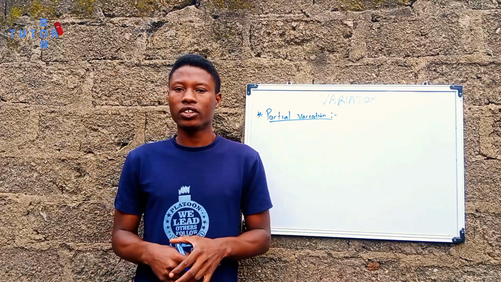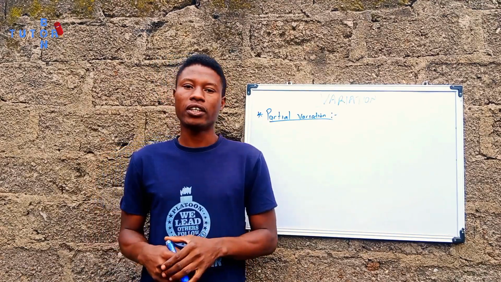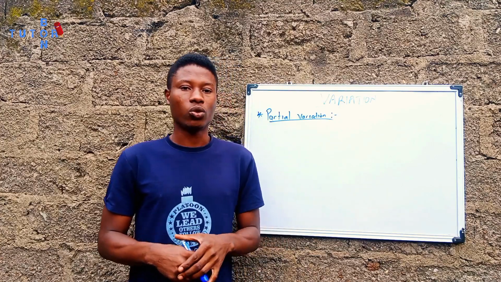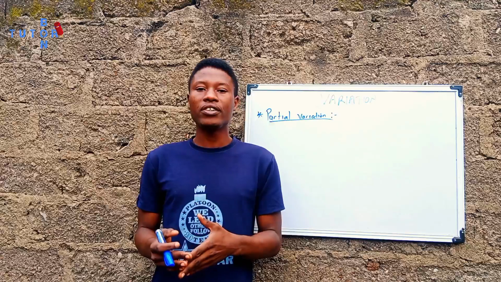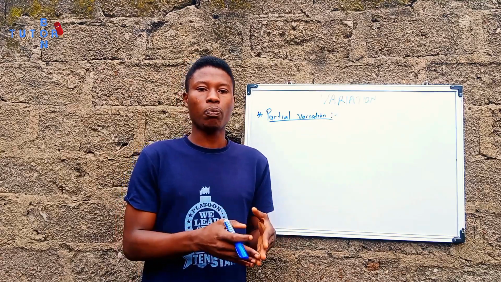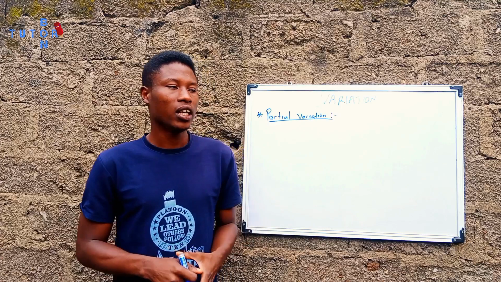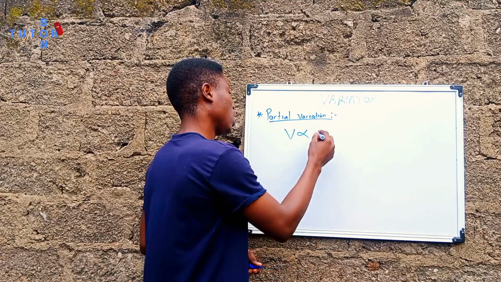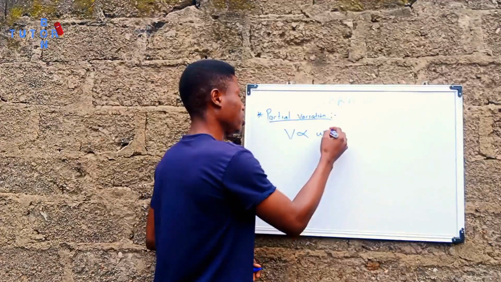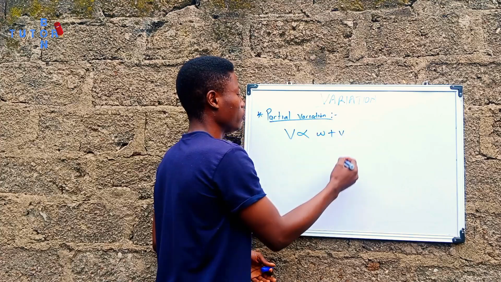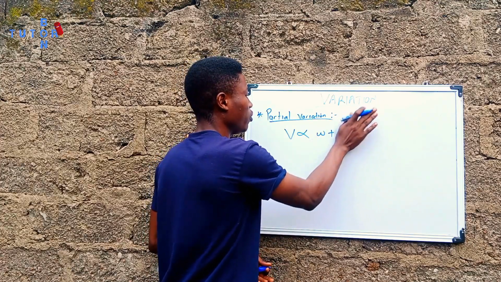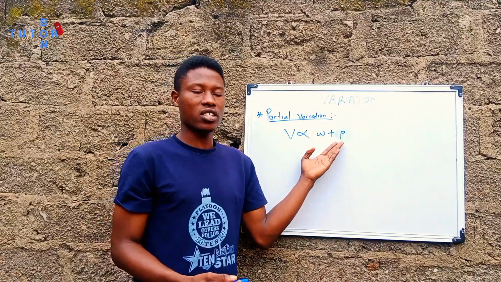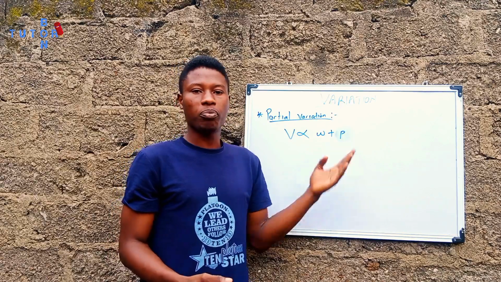We are still on variation, and today we'll be talking about partial variation. We can say a quantity varies partially to another quantity. That is, it can vary partly to one quantity and also partly to another quantity. In a case whereby we can have V varies partly to W and also partly to P, whereby V varies to two other quantities which are W and P.